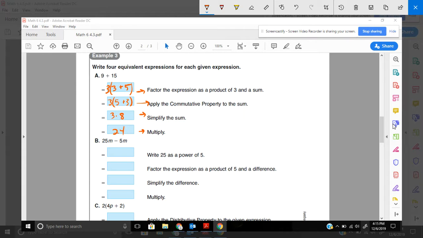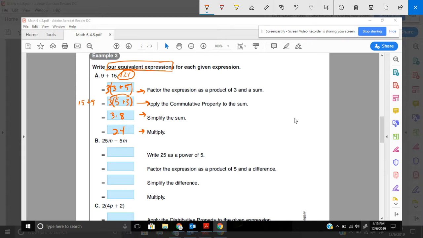Okay, let's check and see. Are all of these equivalent expressions? Is 24 equal to 9 plus 15? Yeah, because 9 plus 15 is 24. Is 8 times 3 equal to 9 plus 15? Yeah, because 8 times 3 is 24, and so is 9 plus 15. The distributive property, what is 3 times 5? 15 plus, what's 3 times 3? 9. 15 plus 9? That's 24. Okay, so you can see that these are equivalent expressions because they're all equaling 24.